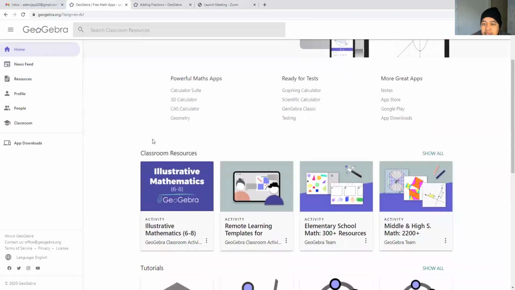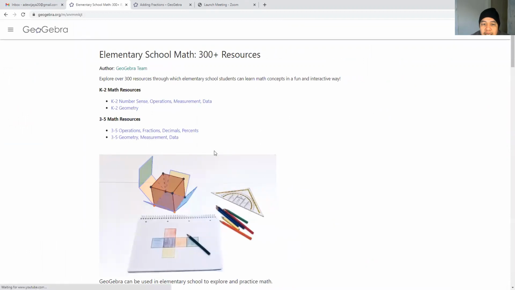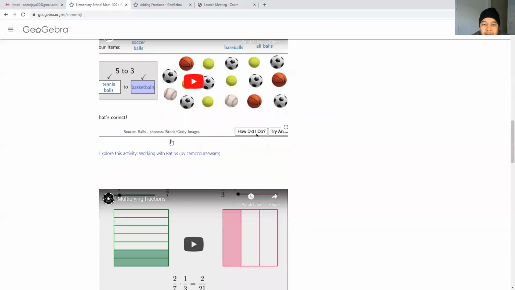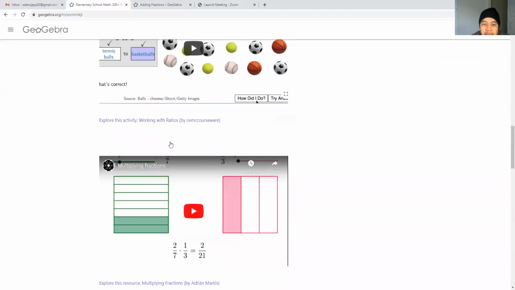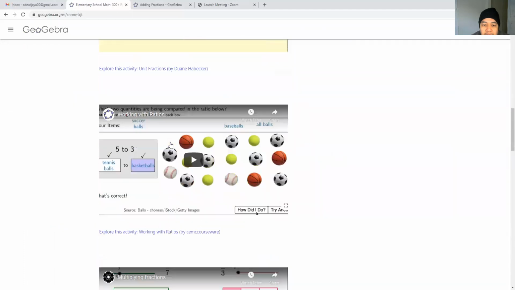I want to share with you some basic stuff here, especially for our kids. Now, if you click this one, the activity, this is an amazing activity. You can find kindergarten until year 2, and then year 3 until year 5, and in fact they give you some tutorial videos in here.